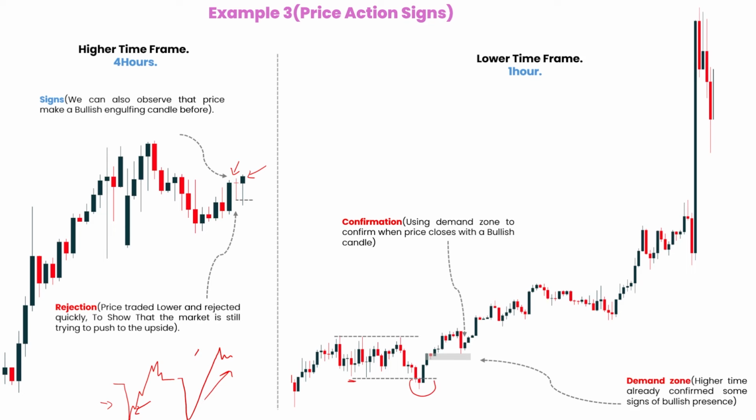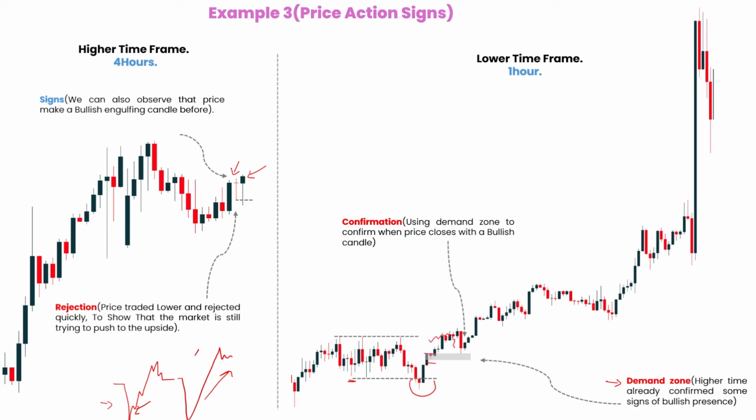So right now in the lower time frame, you need to find a demand zone, because in the higher time frame, you can see that the market has already confirmed that price might be bullish to the upside. We have a lot of rejection. So we draw the zone. This is your demand zone.